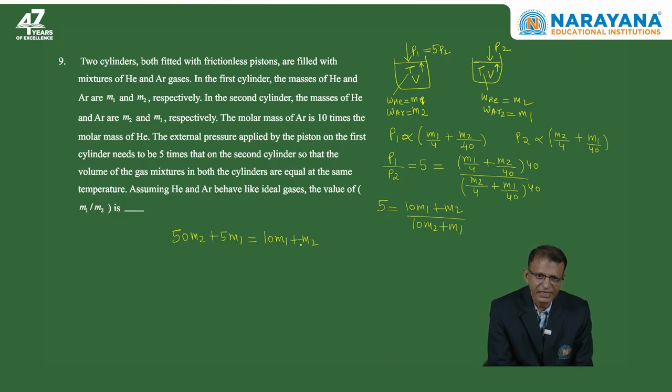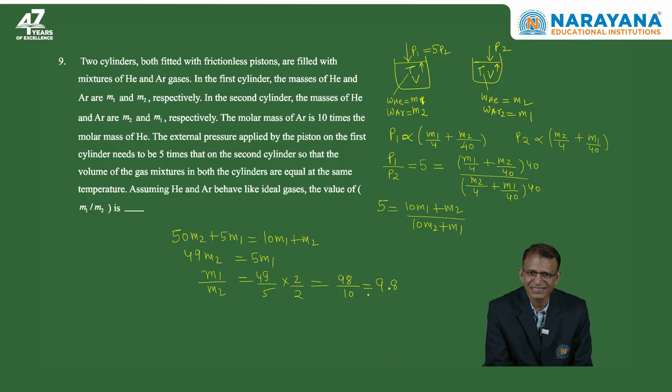Taking M2 to the left hand side, I can write 49 times M2 is equal to 5 times M1. And they are asking the value of M1 by M2, which is equal to 49 by 5. If we multiply the numerator and denominator by 2, the numerator becomes 98 and the denominator becomes 10. So this value is equal to 9.8. I think this is a simple question based on gaseous state, PV equals nRT. Let us move to the next problem.